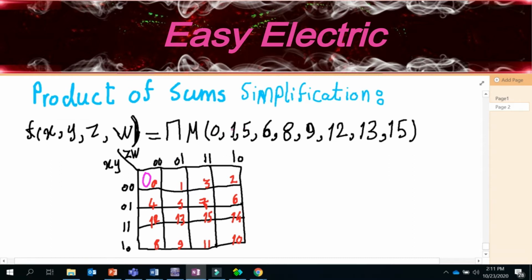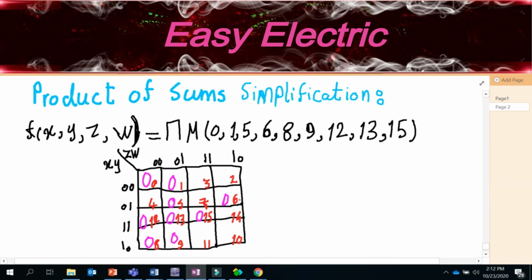So continue to complete that. Max term 1, it should be 0. Max term 5, it should be 0. Max term 6, it should be 0. Max term 8 should be 0. So here we have 8. Again, the next is 9, 12. So this is 9, this is 12. And we have 13, so this is 13. And we have 15, and this is 15. Okay, so we have all of them.